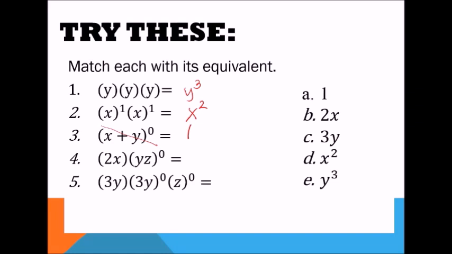Next, for number 4, itong may 0 na ito, this is equal to 1 na. Same with this 2. So, ibig sabihin, for number 4, we will have 2x. And for number 5, we will have 3y.